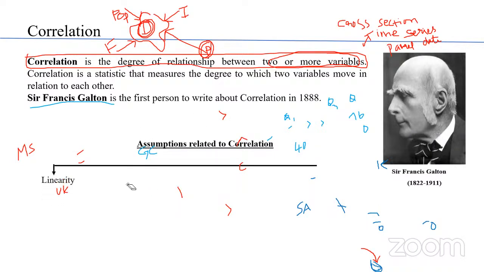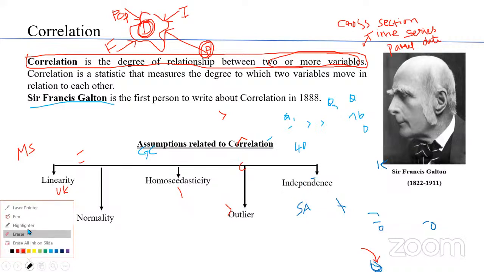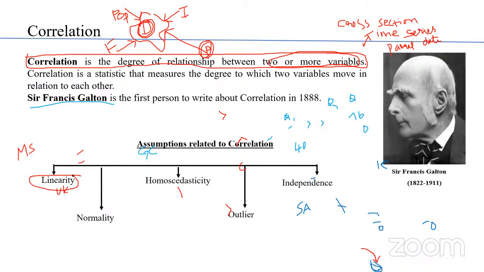For correlation, there are different assumptions. The first assumption is linearity, the second is normality, the third is homoscedasticity, the fourth is no outliers, and the fifth, the last one, is independence. If you take linearity, as we have mentioned, correlation is the degree of relation between two or more variables, so the variables will have a linear relation. And there will not be any quadratic relationship, something like that. That is the basic assumption of correlation.